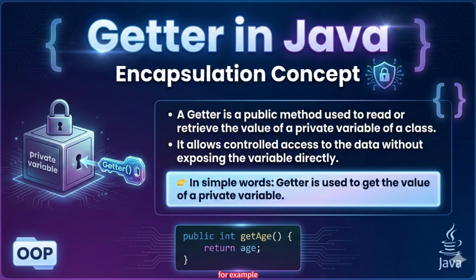For example, public int getAge() { return age; }. Here, age is a private variable. The method getAge allows us to safely access its value.